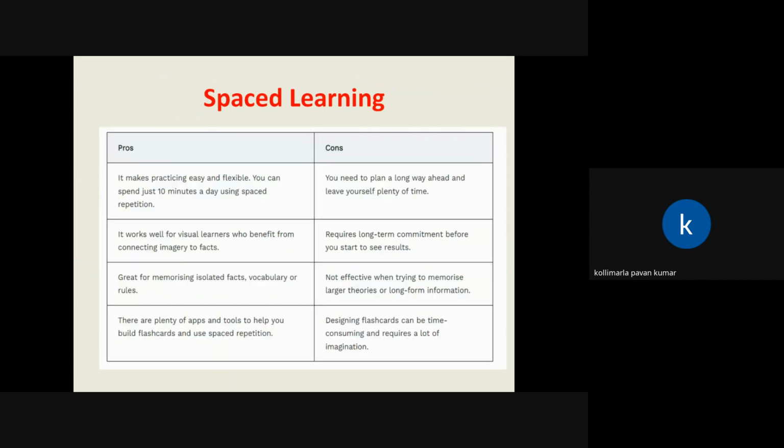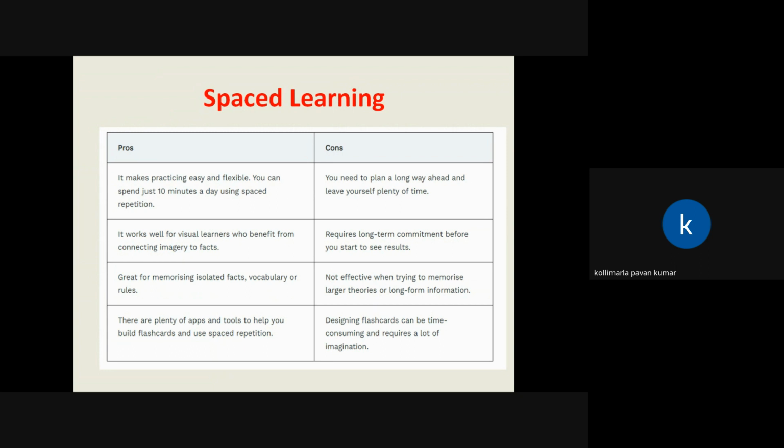Next are the pros and cons of spaced learning. The pro is that it makes practicing easy and flexible. You can spend just 10 minutes a day using spaced repetition. It works well for visual learners who benefit from connecting imagery to facts, and is great for memorizing isolated facts, vocabulary, or rules. There are plenty of apps and tools to help you build flashcards and use spaced repetition. So you can use what we call multimedia.